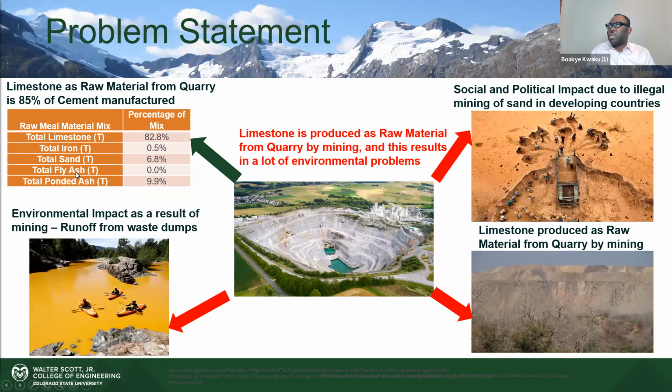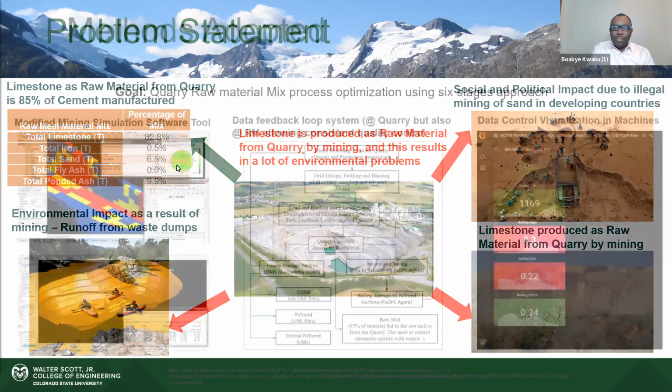Up here shows the content of material that is used for the manufacturing of cement. As I've already mentioned, some plants use 80% limestone, some use 90%, based on the enrichment of that limestone. But there's iron, there's sand, fly ash, and pounded ash. Most of these additives are imported and they have an impact.